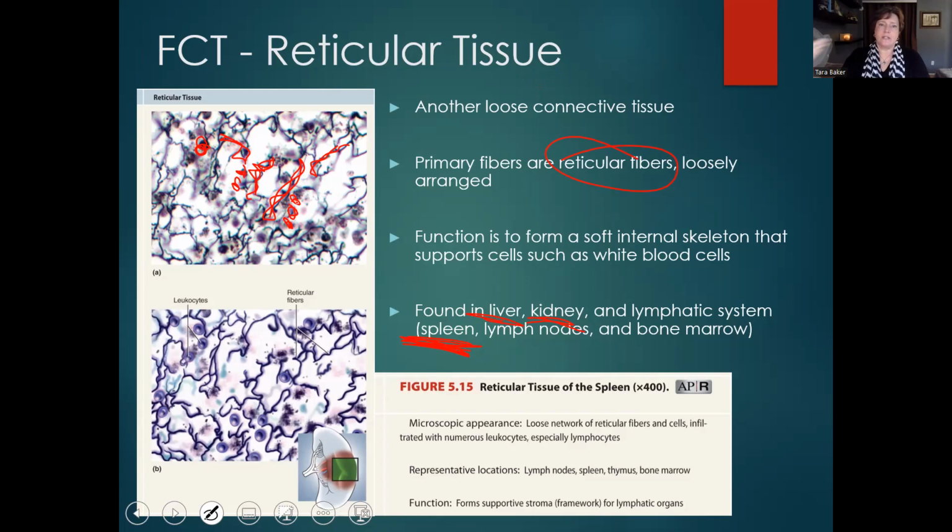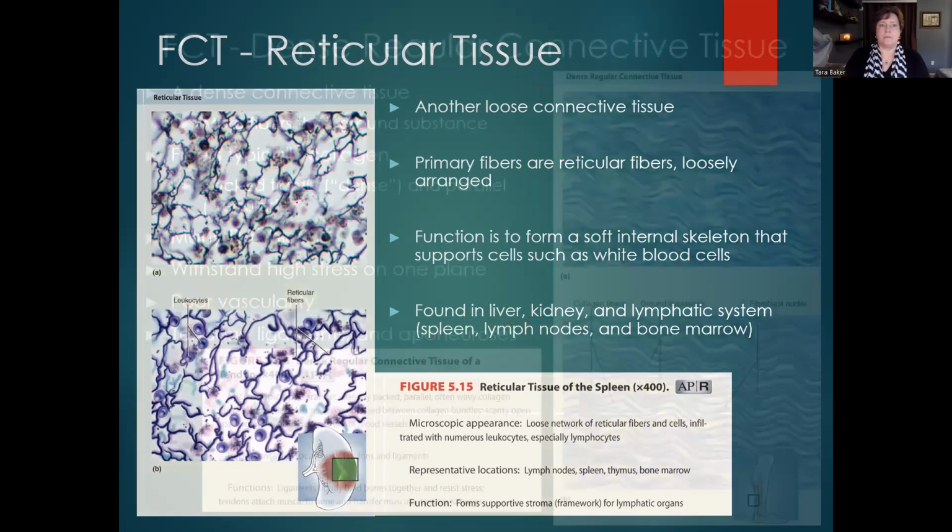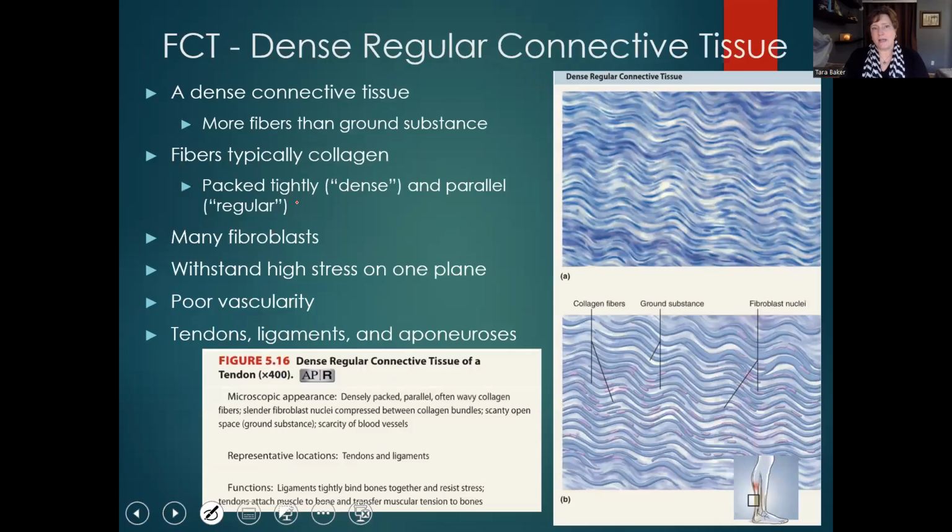So we've done areolar tissue, reticular tissue, and now we're going to look at dense regular and dense irregular connective tissue. So dense regular tissue is going to have lots of fibers that are all lined up and perfectly aligned. So you can see that in this picture. They're perfectly aligned. They look like waves together. Those are collagen proteins. So they're packed tightly. That's why they're dense. And it's regular because they're all lined up together.